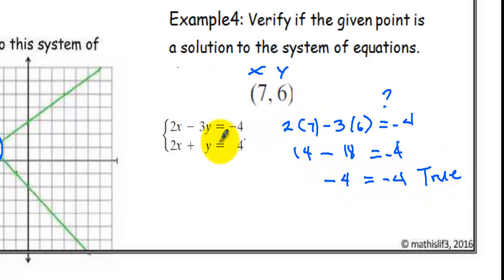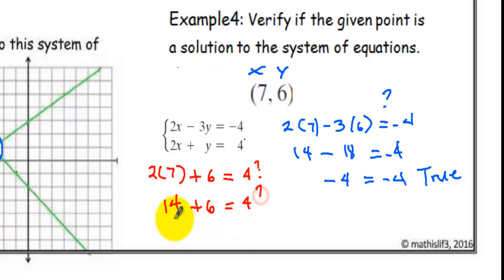But we also have to check the other equation. Checking the other equation, x is equal to 7, y equals 6. Is it equal to 4? So 2 times 7 is equal to 14, plus 6. Is this equal to 4? 14 plus 6 is 20, not 4. So this one is false.